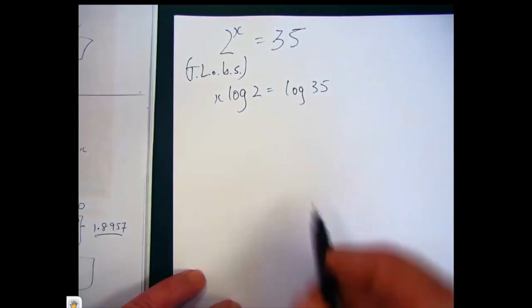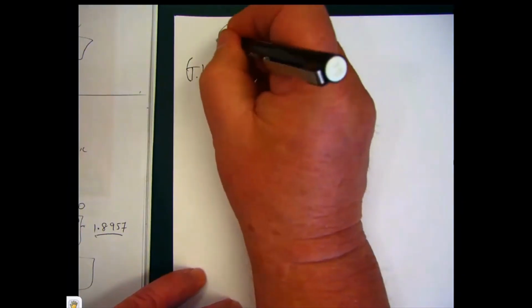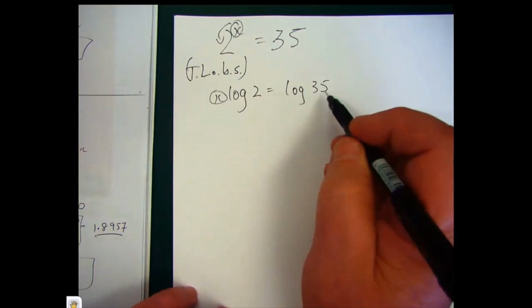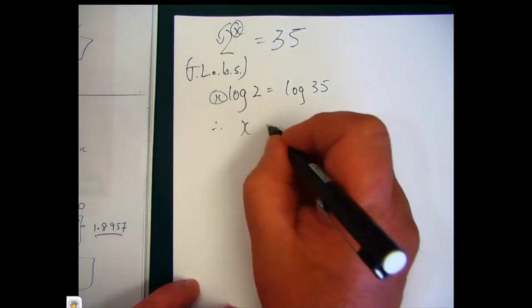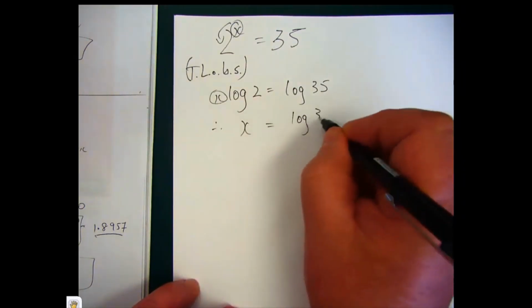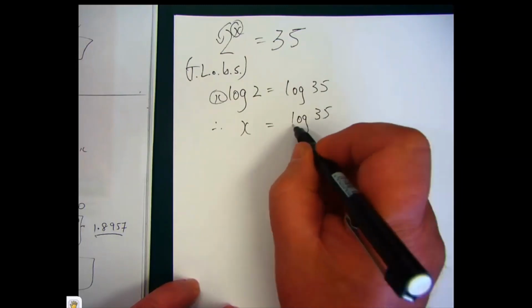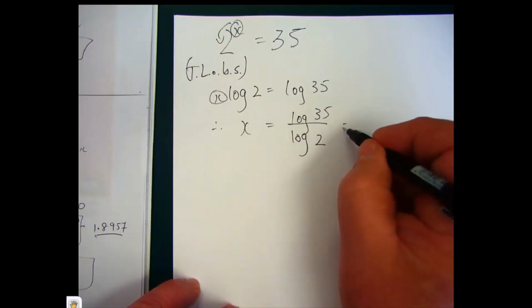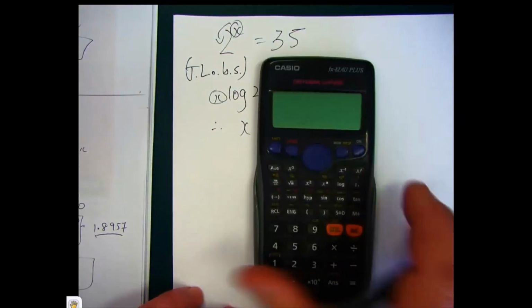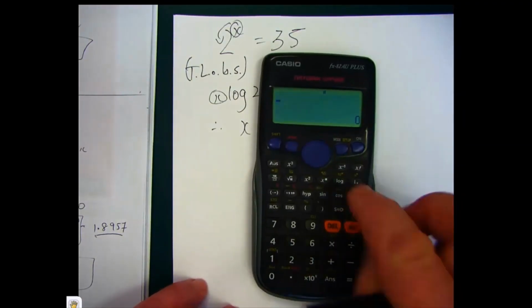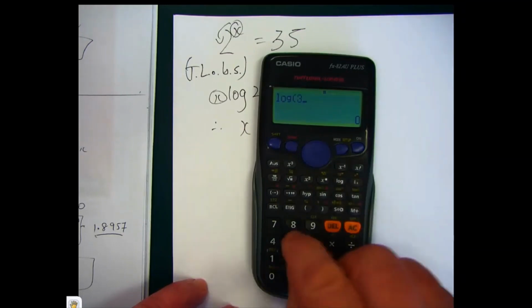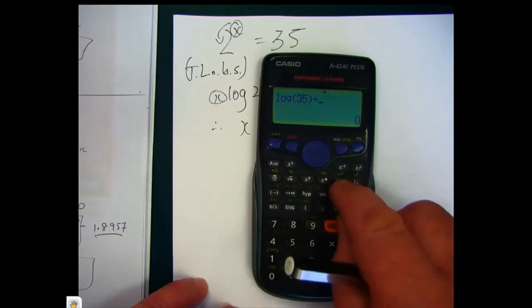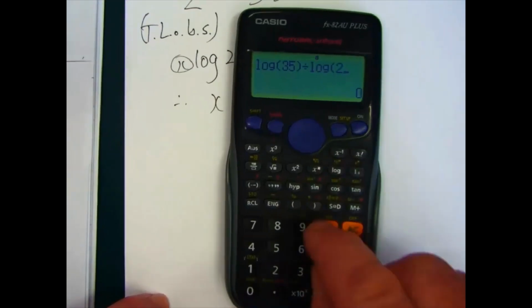Here we go. This follows because we've found out the rules, we've used the method here. x log 2 equals log 35. So therefore, x will equal log 35 over log 2. Remember, it's base 10. We don't have to put that in, but we do recall that it's base 10. Okay, now we bring in the calculator. Open it up, and here we go. Log 35, close it off for good practice, divided by log 2, and close that off.